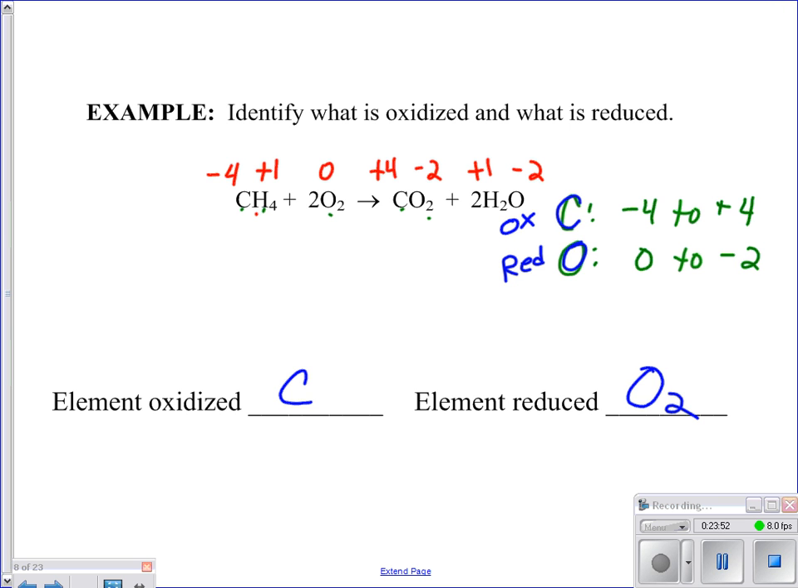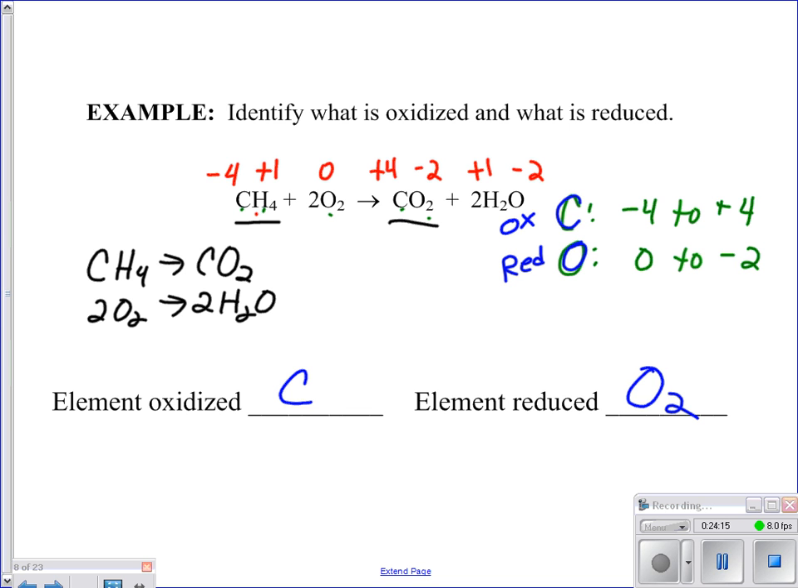Okay, so what we're going to see tomorrow, before we flip our page, I'm not going to spend too much time on this other than to show you that we could easily write half reactions for these and say CH4 goes to CO2, 2O2 goes to 2H2O, and we could go through some processes of balancing these, and that's what we're going to do tomorrow.